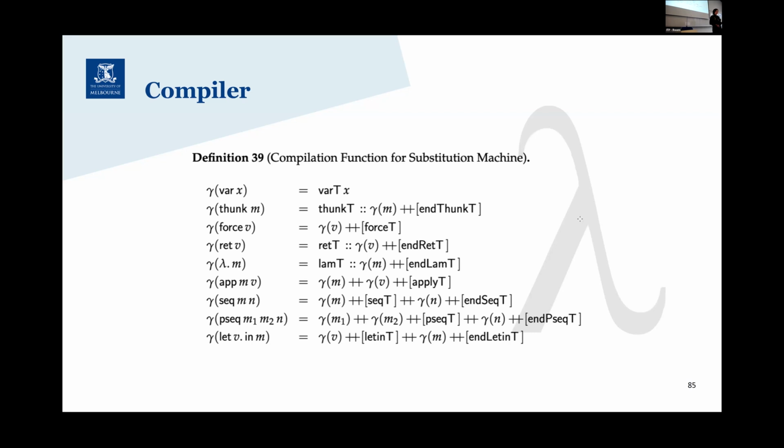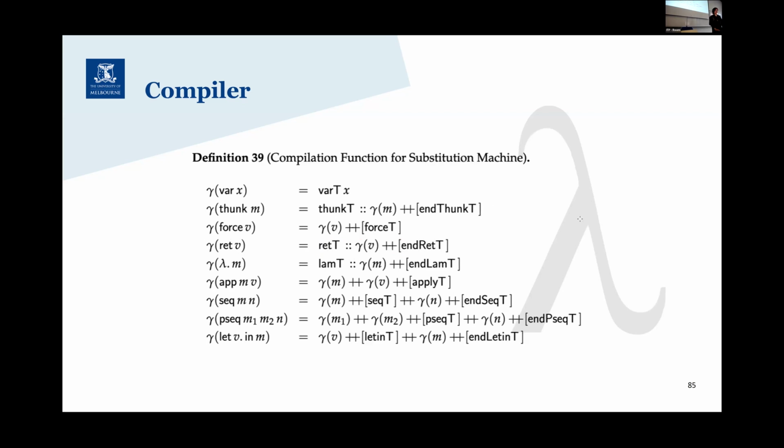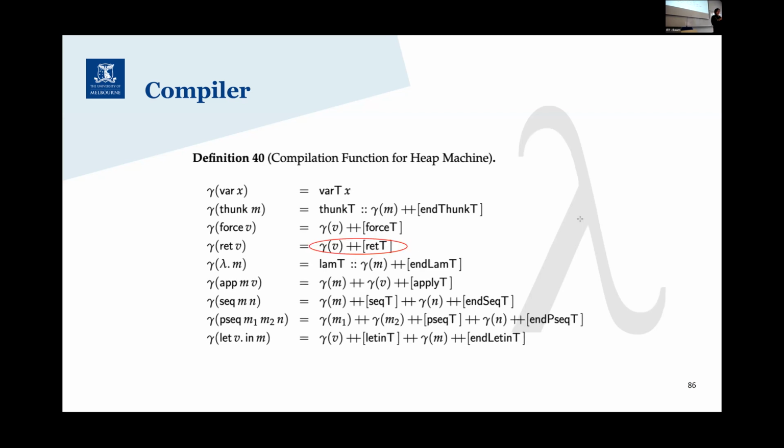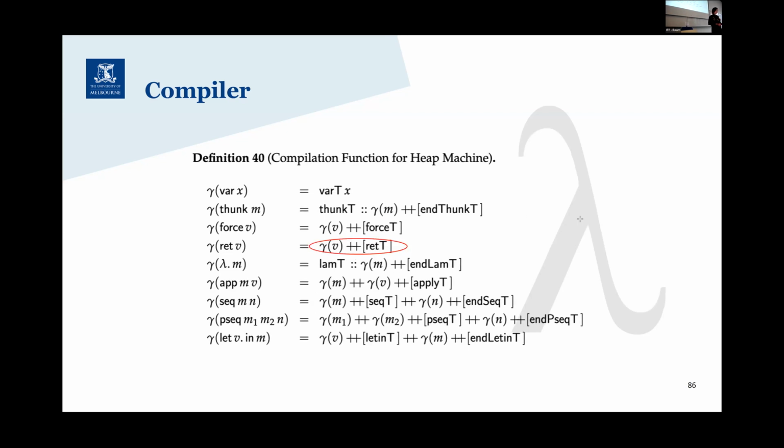And the compilation function for the substitution machine is essentially the same as the one we have for the heap machine, with just one thing being different here for the return constructor. And this was due to a space cost issue with the heap machine with the extra end red T there. But they're essentially the same thing, and we can unify them. It's just some extra work, but it's pretty straightforward.